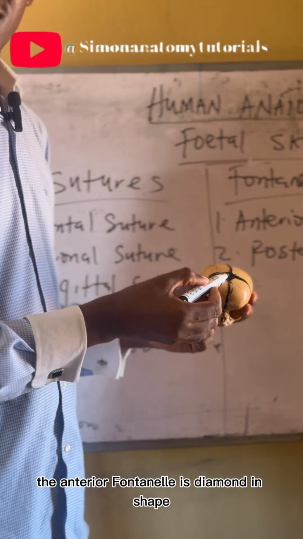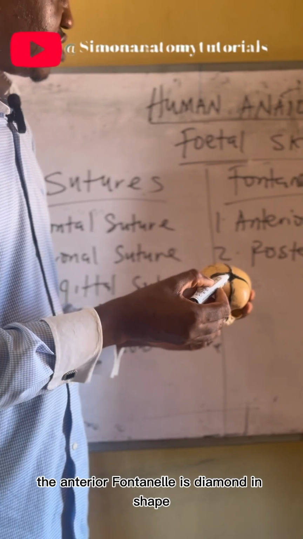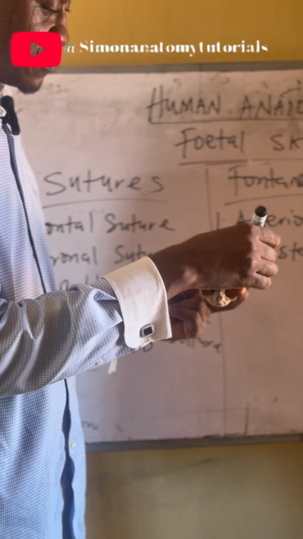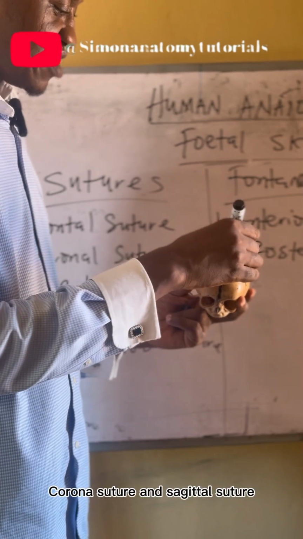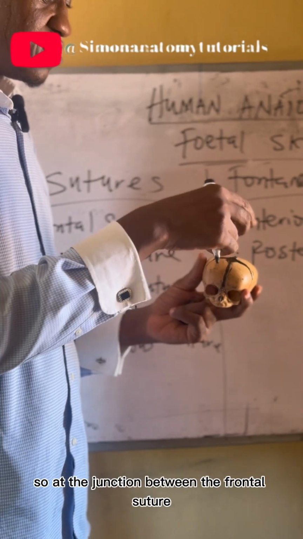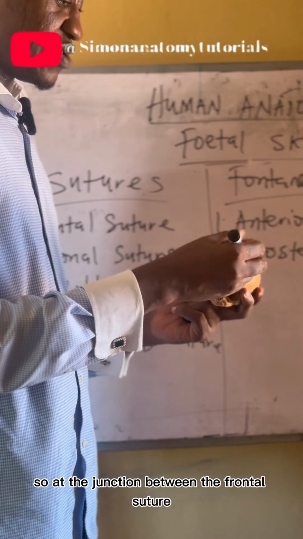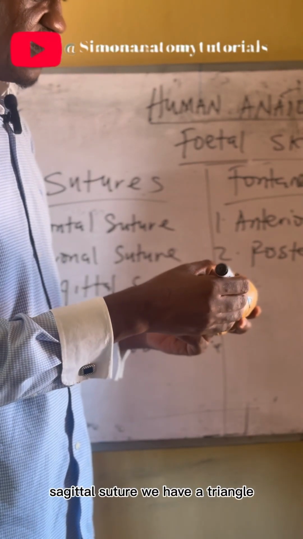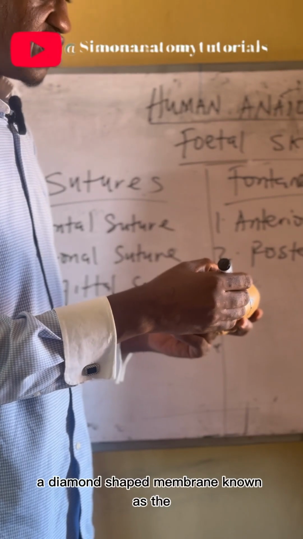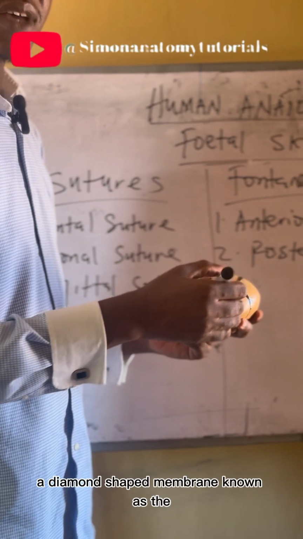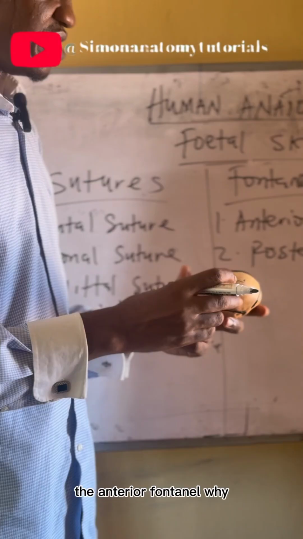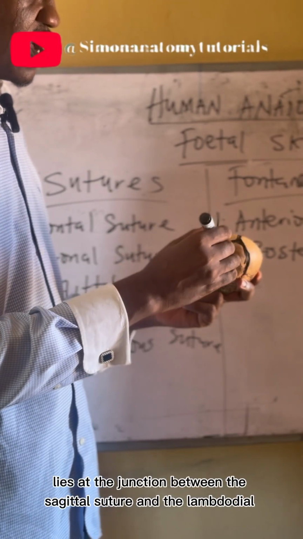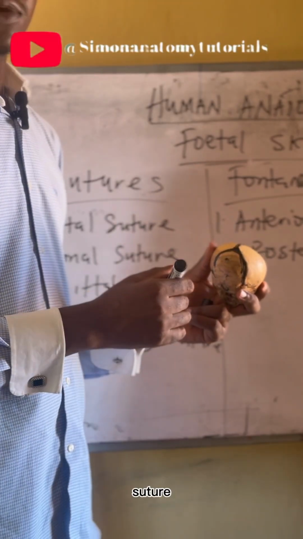The anterior fontanelle is diamond in shape. It lies at the junction between the frontal suture, coronal suture, and the what? Sagittal suture. We have a diamond-shaped membrane known as the anterior fontanelle. While the posterior fontanelle lies at the junction between the sagittal suture and the lambdoidal suture.